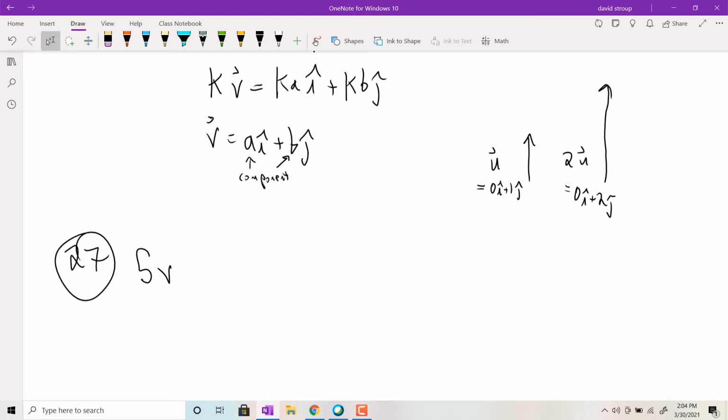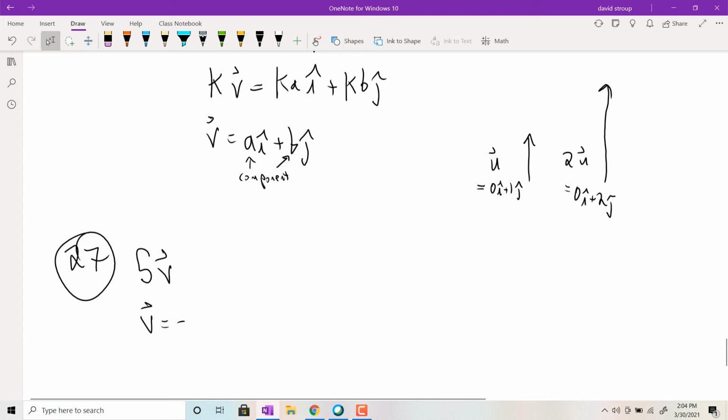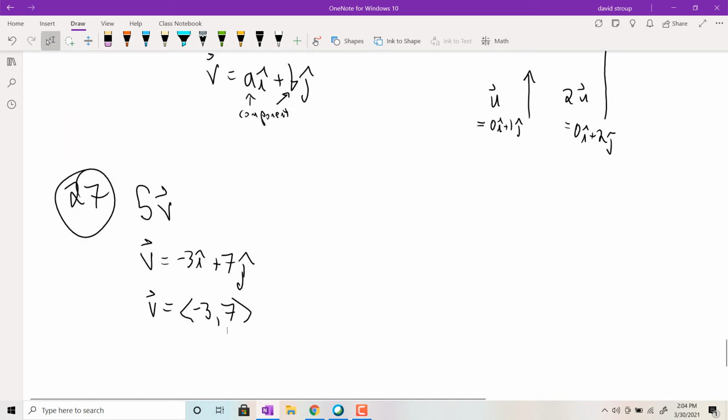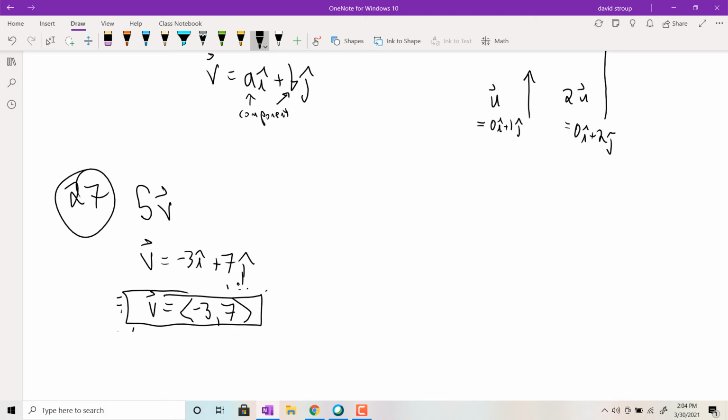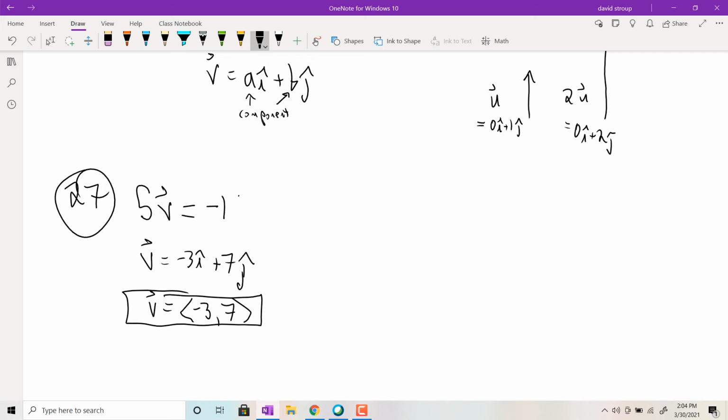27, 5 times vector v. I've lost my vector v, it's way back here. Negative 3 and 7. So v is negative 3i plus 7j. Sometimes in later books, like when I teach calculus, I use a different notation. It looks like this, negative 3, 7. So it's like an ordered pair almost, but it's not really an ordered pair because you can't do operations on ordered pairs like we're doing here. But sometimes it's a little easier to work with it like that. If you see that in the future, they're usually just talking about vectors. So anyways, 5 times v will be, multiply each component by 5. So negative 15i plus 35j.